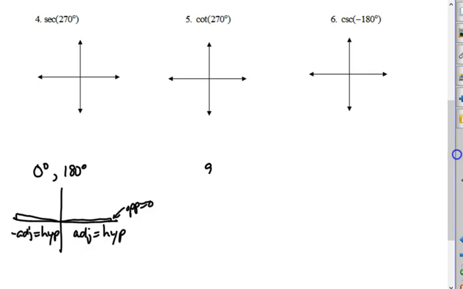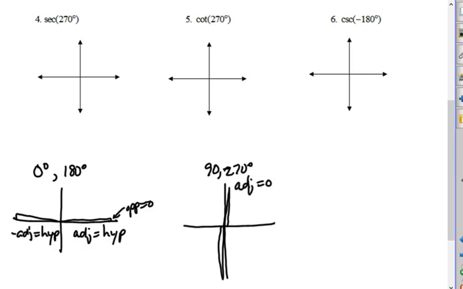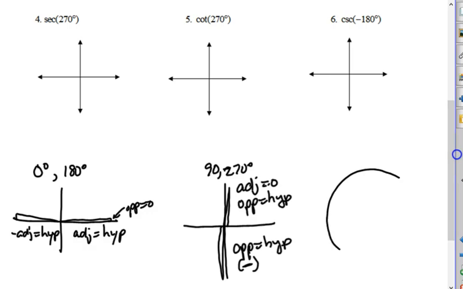And then for 90 and 270, we have a situation where we'd have our little skinny triangle this way, or our little skinny triangle this way, and we'd have basically the adjacent side equals 0. Sorry, my adjacent really looks sloppy. The adjacent side equals 0, and the opposite side equals the hypotenuse. Or in this case, the opposite equals the hypotenuse, but the opposite is negative. Okay, so that's one way to think about it. Another way to remember it is to think of the unit circle.